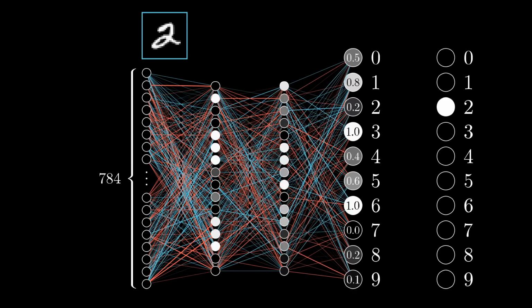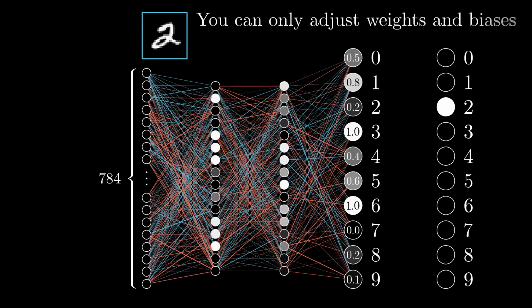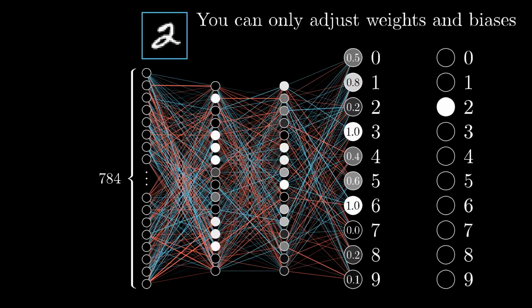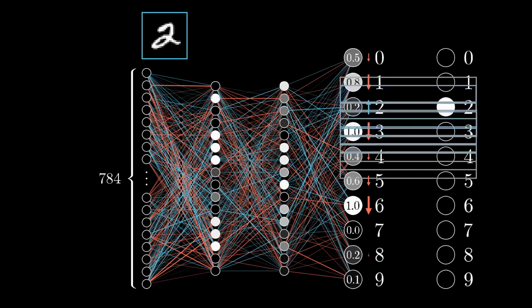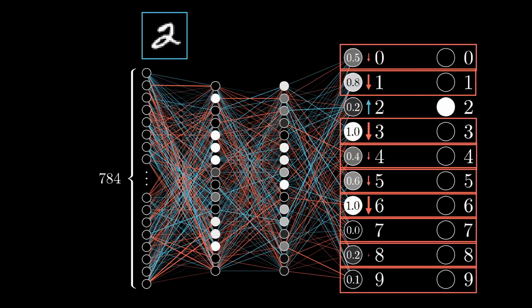Now we can't directly change those activations, we only have influence on the weights and biases, but it is helpful to keep track of which adjustments we wish should take place to that output layer. And since we want it to classify the image as a 2, we want that third value to get nudged up, while all of the others get nudged down.